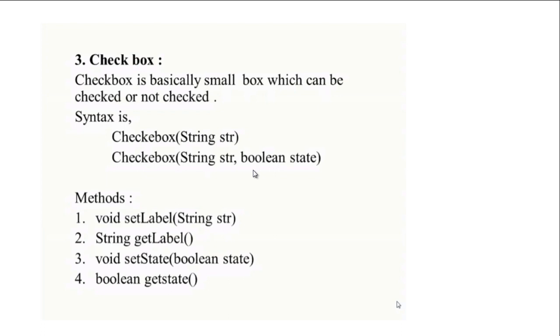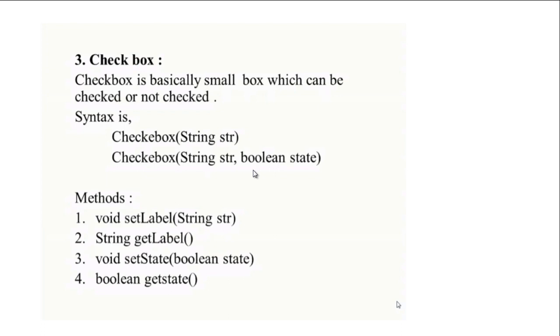Here we are creating a checkbox with its state. The boolean state is nothing but, by default all checkboxes are unchecked, but if you want to assign a checked checkbox, then we have to write true in the boolean state. By default there is a false value, but if you want to check any checkbox, then we have to write true in place of the boolean state.